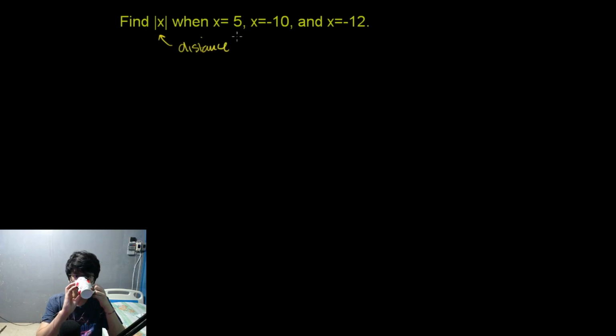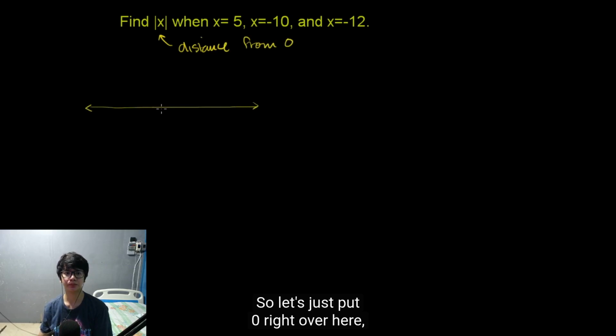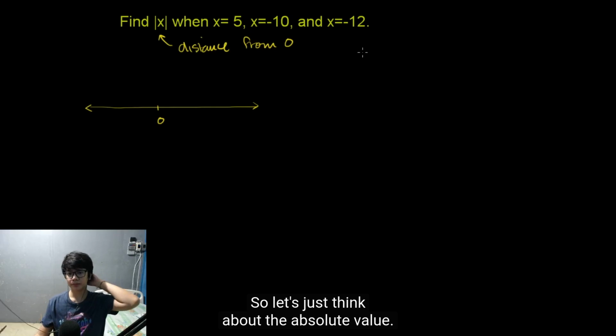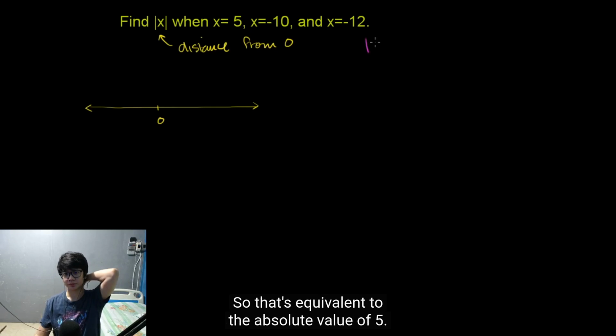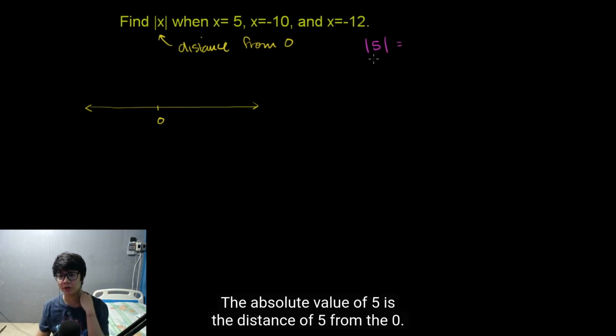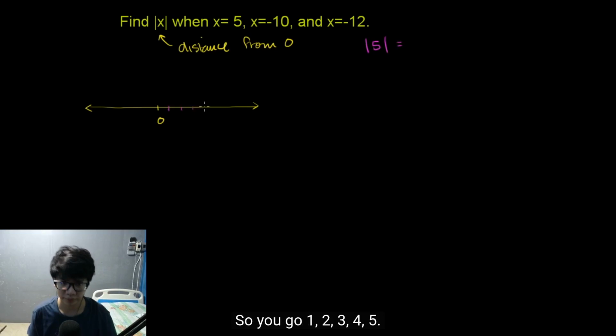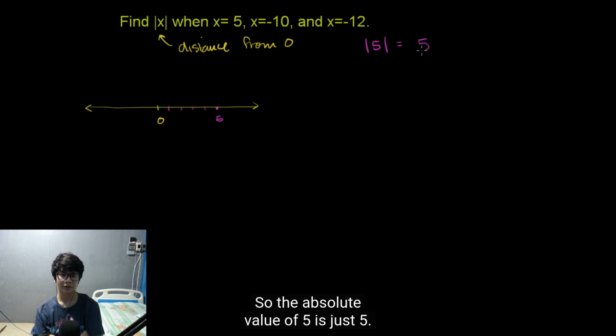Distance from 0. So let me just draw a fast number line over here. Let's just put 0 right over here since we're thinking about the distance from 0. Let's think about the absolute value of x when x is equal to 5. So that's equivalent to the absolute value of 5. We just substituted 5 for x. The absolute value of 5 is the distance of 5 from 0. It's going to be still 5. So you go 1, 2, 3, 4, 5. 5 is exactly 5 to the right of 0. So the absolute value of 5 is just 5.